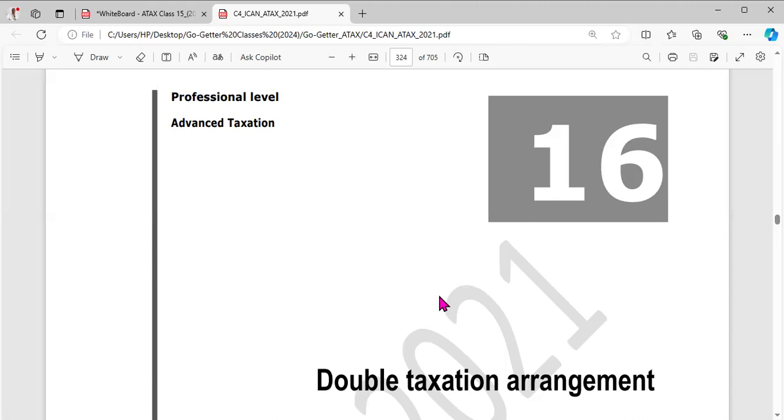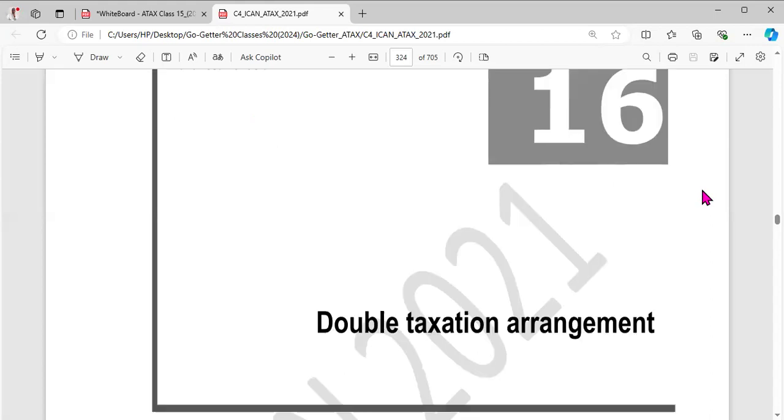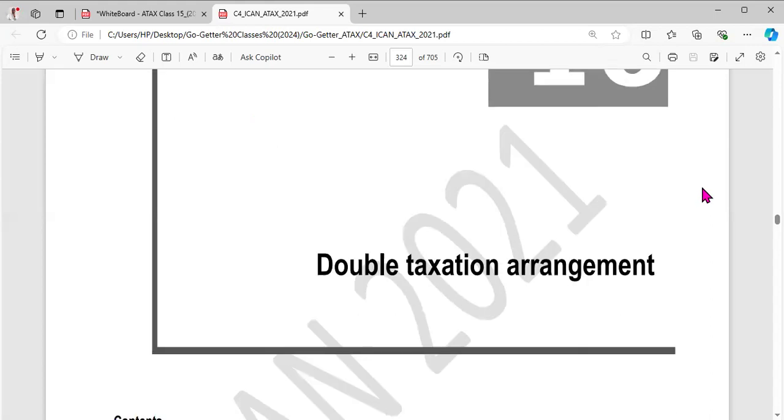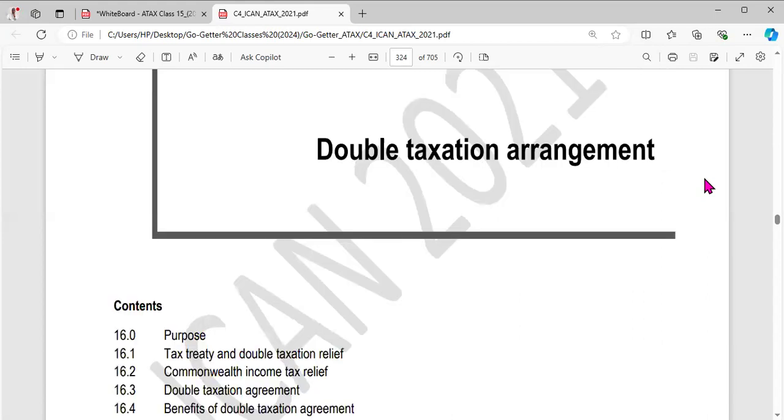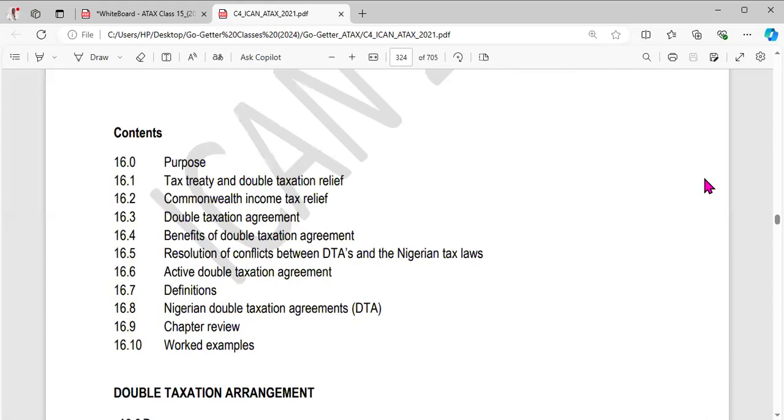We also look at a company that is a non-resident company. It's a company that is not incorporated in Nigeria. Even if management is done in Nigeria, incorporation is the major means of determining residence of a company. We said today we'll be looking at double taxation arrangement because this double taxation arrangement has a lot to do with taxation of non-residents.